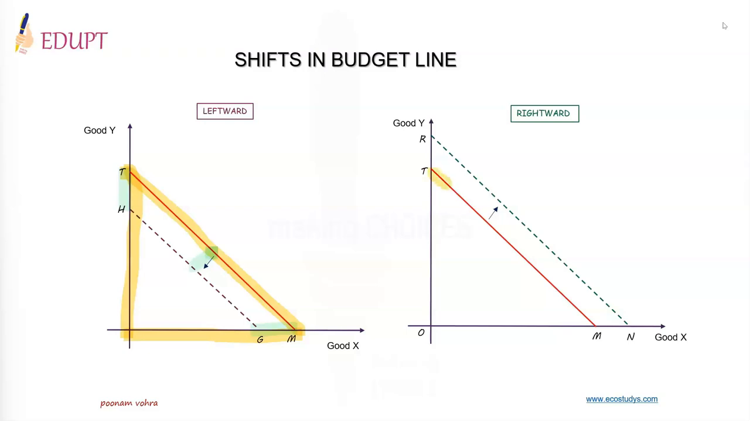But if there is a rise in the consumer's income and prices of both goods remain constant, or income of the consumer remains same and prices of both the goods fall, in these cases there would be an increase in the purchase of both the goods, implying that the budget line will shift towards its right. Increase in good X is from M to N and increase in purchase of good Y is from T to R.